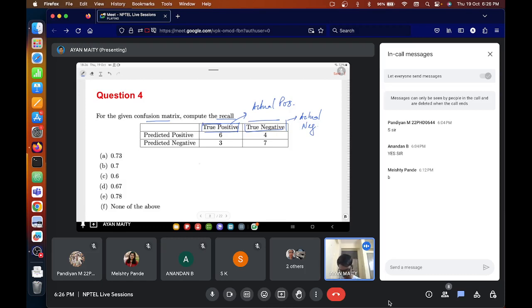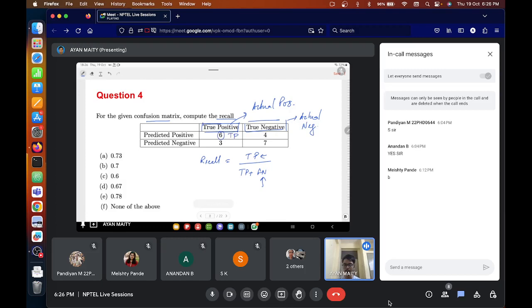So this question is actually very simple. Recall is defined as TP divided by TP plus FN, where TP is true positive and FN is false negative. True positive means the instance is actually positive and also predicted positive. So this cell is the true positive.